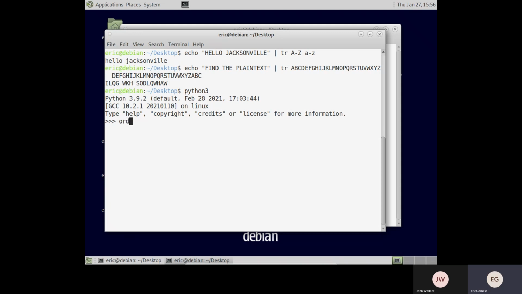There is an ORD command, ORD function. What is the ASCII code of A, capital A? 65.